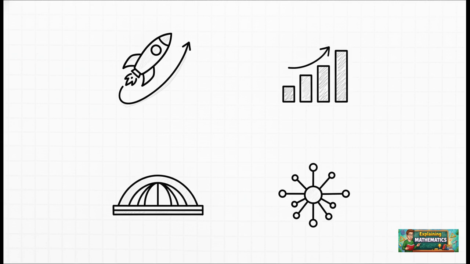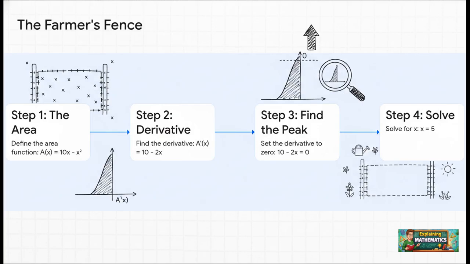In business, finding the exact point where profit will be at its absolute maximum, that's a derivative problem. Engineers use them to find the strongest, most efficient shape for a bridge. Biologists use them to model how fast a disease might spread. Any field that studies how things change relies on the derivative. Let's try a classic example.